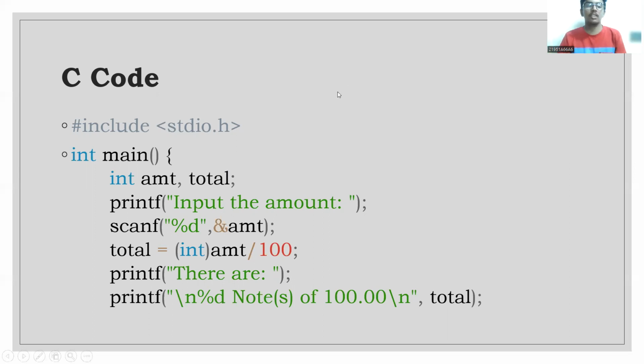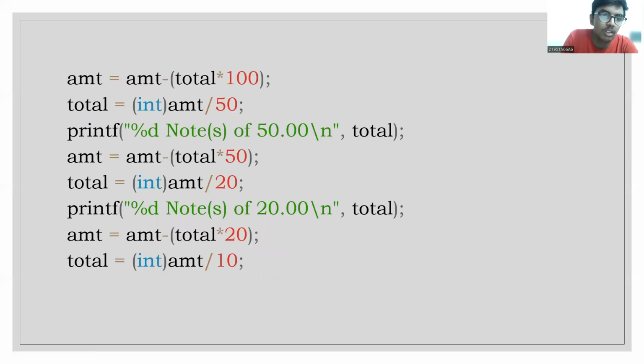Printf in brackets, there are next line, continuous printf. We use \n for giving the code in the next line. %d notes of 100, comma total. Amt is equal to amt minus total into 100. Next line, total is equal to amt by 50. Printf %d notes of 50, comma total. Amt is equal to amt minus total into 50.